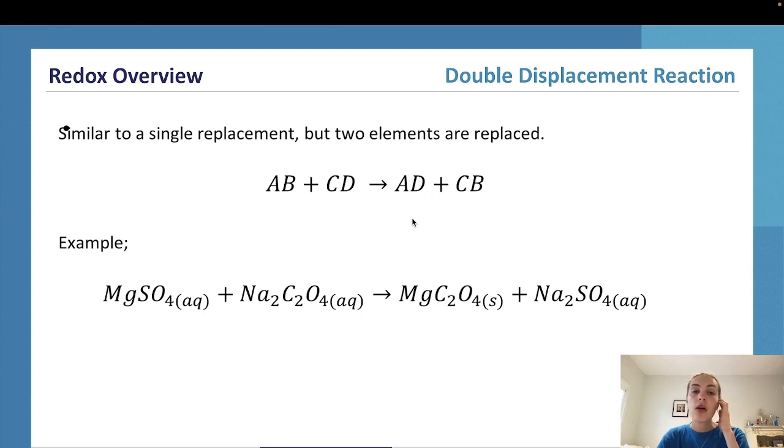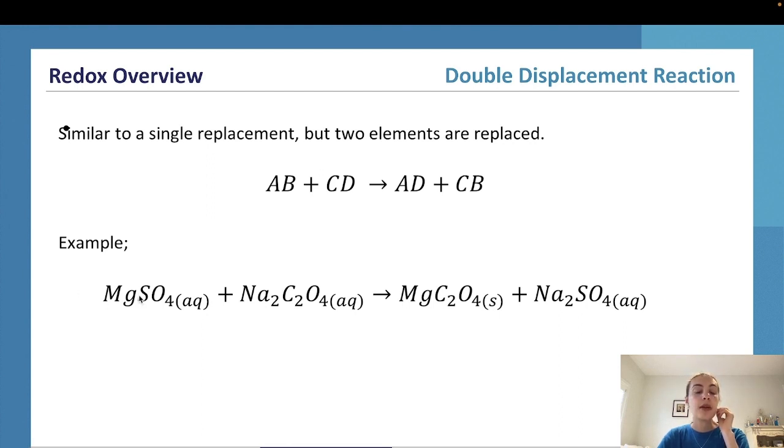to then form these new compounds. So an example which we have here is we've got magnesium sulfate plus sodium bicarbonate makes magnesium bicarbonate and sodium sulfate. So in this particular reaction, we want to determine what our charges are that we're starting off with and what is changing, so we can determine what is being oxidized and what is being reduced.